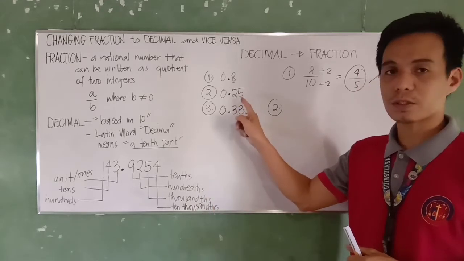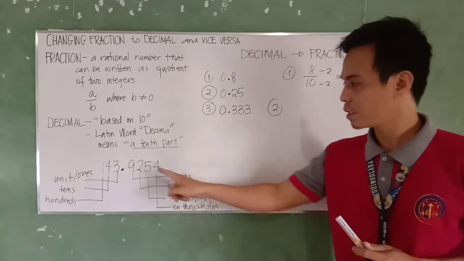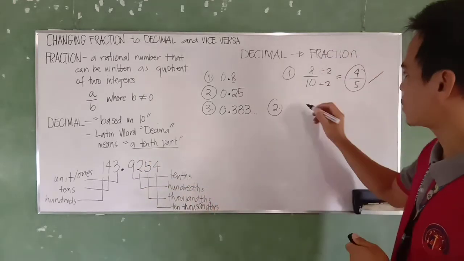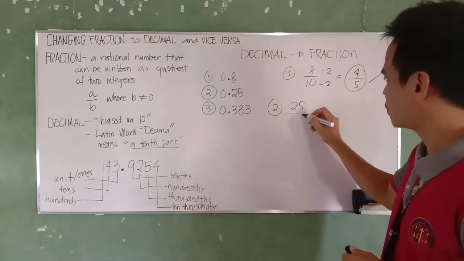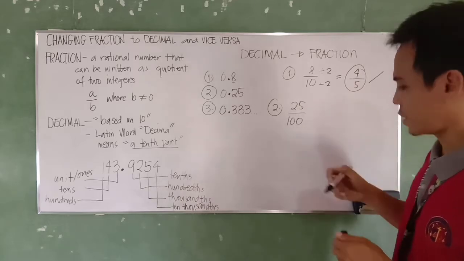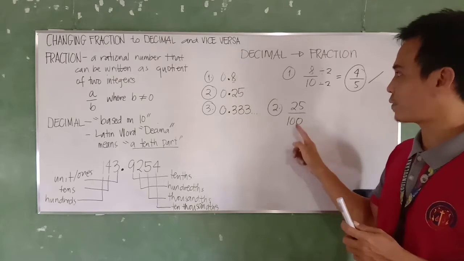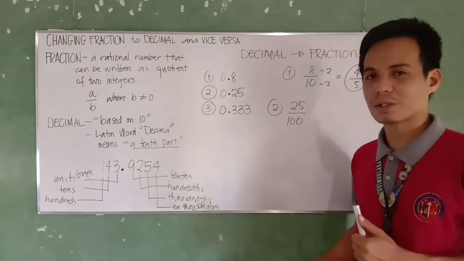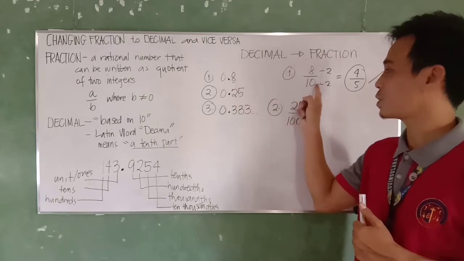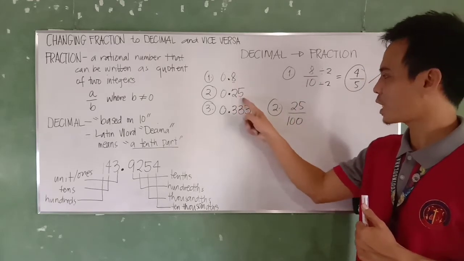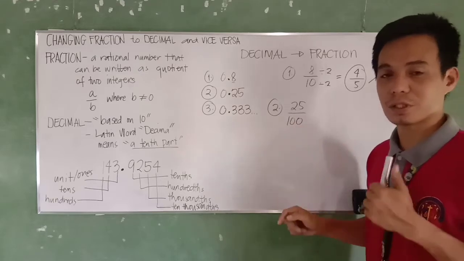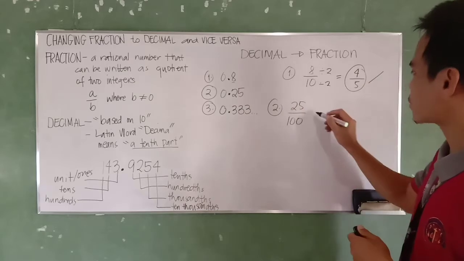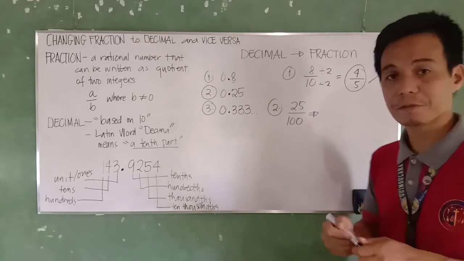Because meron tayong dalawang place value dyan. Okay? Tenths and hundreds. So, therefore, this is 25 over 100. Dalawang zero na. Hindi na isa kasi isa lang. Dalawa, dalawang zero na. Ganun kasi ginagawa ko, guys. Pag tinitignan ko, isa, so ibig sabihin isang zero. So 10. Pag dalawa, dalawang zero. Ibig sabihin hundreds. Okay? So tens, hundreds. Kasi dalawang place.